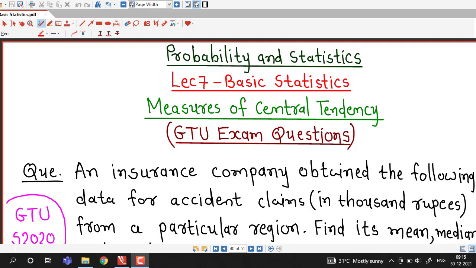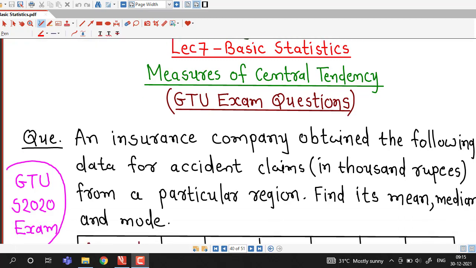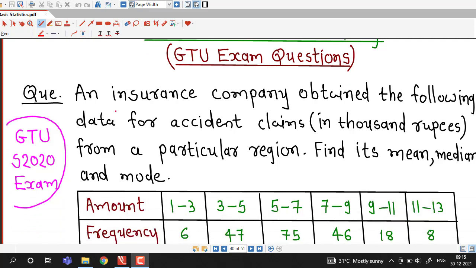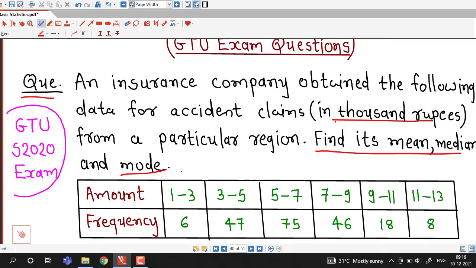In this lecture, we are going to discuss one question on measures of central tendency. This question was asked in the GTU Summer 2020 exam. So first we understand what this question is. An insurance company obtained the following data for accident claims in 1000 rupees from a particular region, and we are asked to find the mean, median and mode of this data.